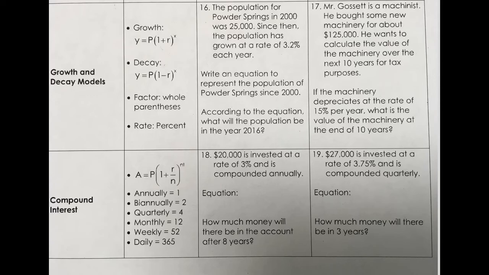So 16, we're talking about growth and decay. And so here's growth, 1 plus R, and decay is 1 minus R. If you're looking at this with numbers on it, if the stuff inside the parentheses is 1 or greater than 1, then that's going to be a growth. If it is less than 1, then it's going to be a decay. So again, growth is greater than 1 inside the parentheses, decay is less than 1.